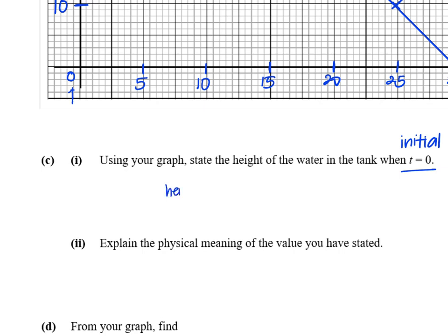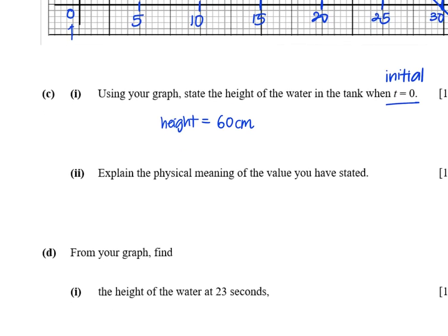So in this case, the height is equal to 60 cm. Okay, so what is the physical meaning of the value that you have stated? It means the initial height of the water. The water was filled to the brim, right? The open tank is filled to the brim. Okay, the initial height of the whole tank is 60, because it says that the open tank is filled to the brim, the height of the tank is actually 60. So there are two different types of answer that you can use.